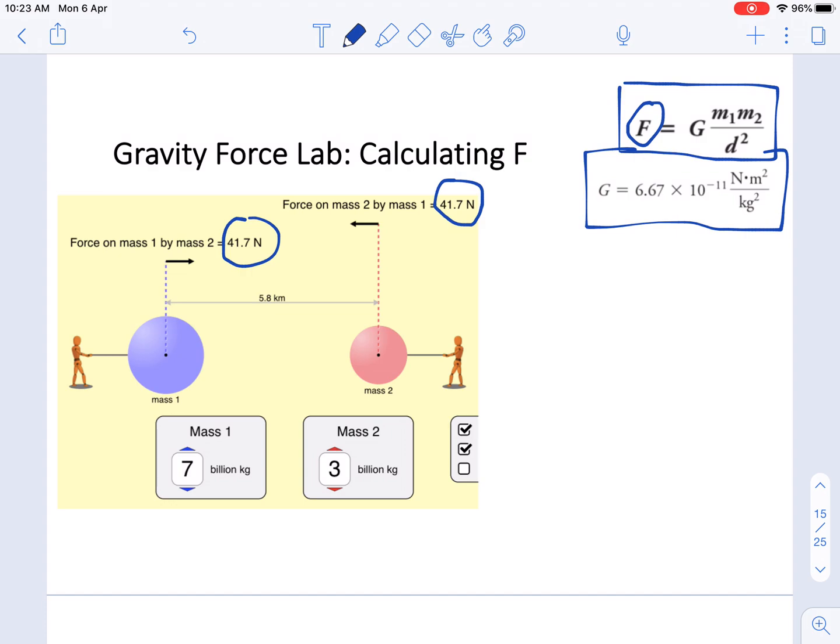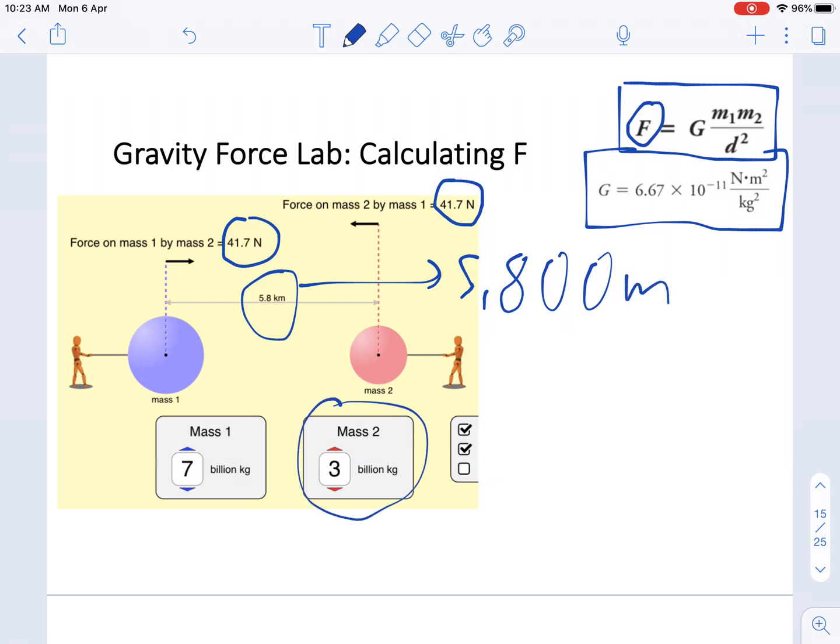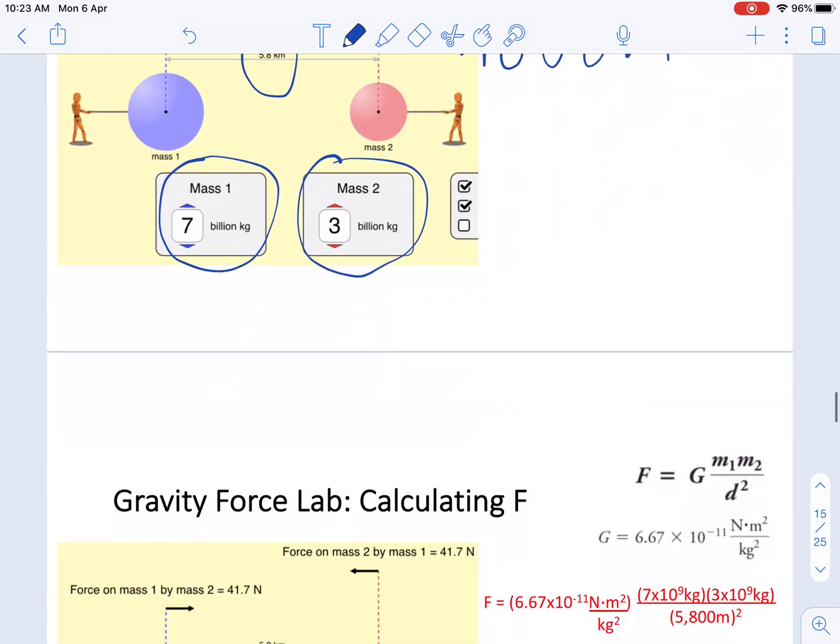So again, we've got a distance of 5,800 meters. And our masses now are going to be, mass 2 is 3 billion kilograms, and mass 1 is 7 billion kilograms. So again, just going to plug that into the same equation.